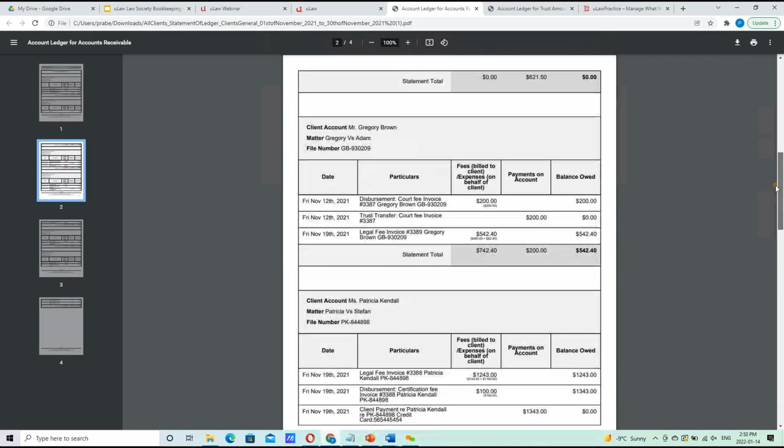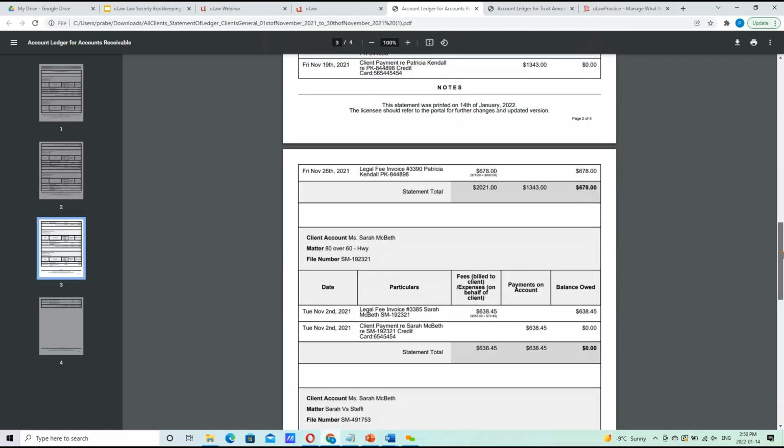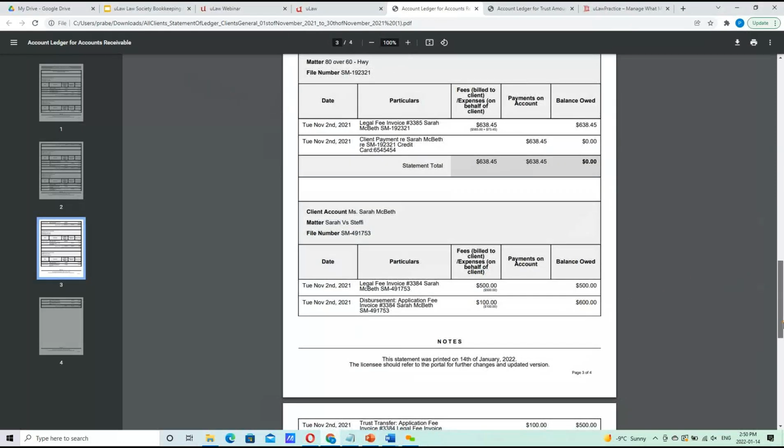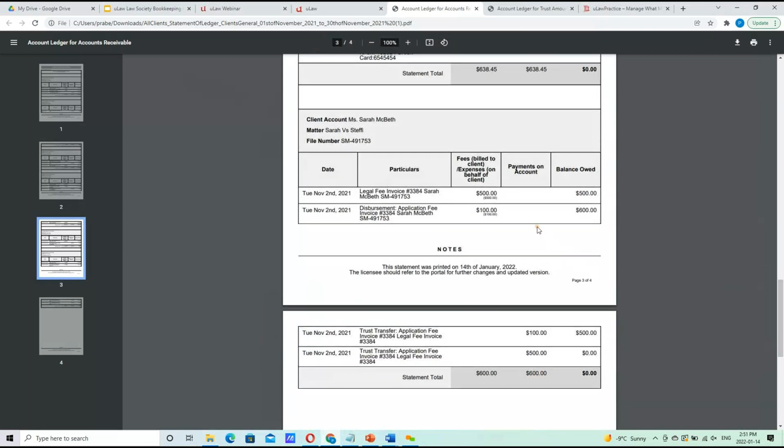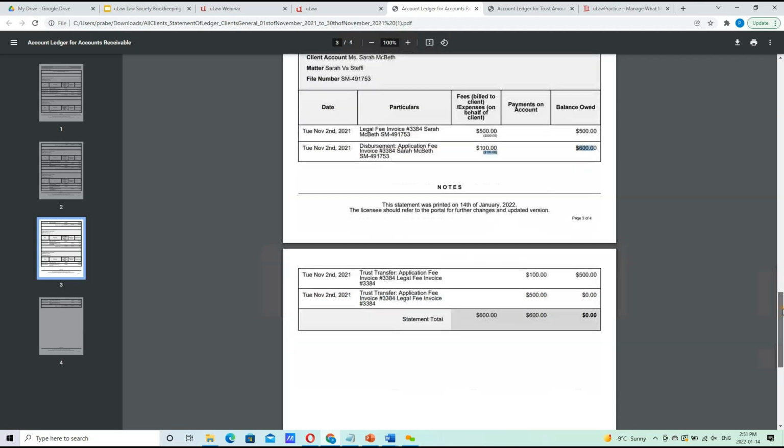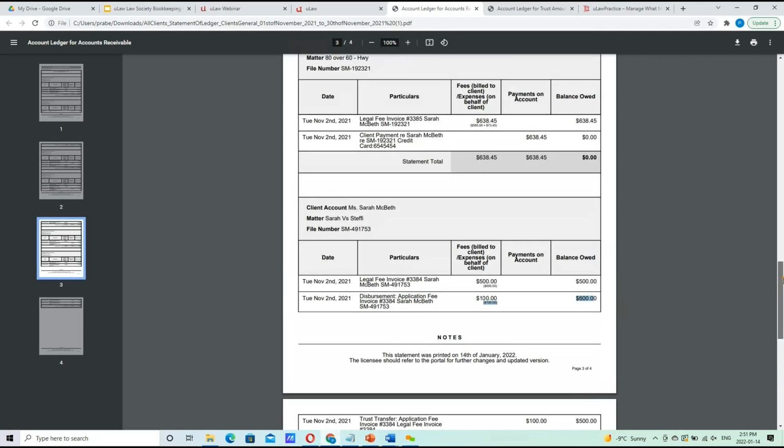If you look at Sarah Macbeth, you can see there are 2 files, and we look at the second file of $700. Here's the other side of that story, which is really $500 and then $100 of $600 being moved from the trust to the general, that's coming into the general account.